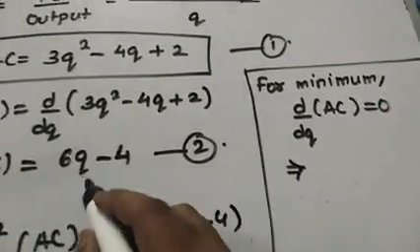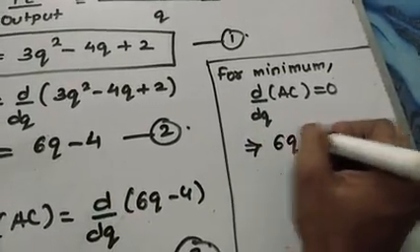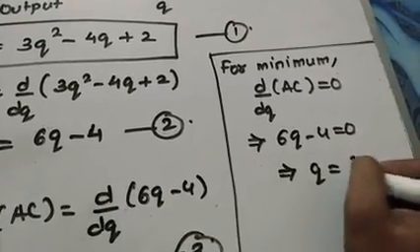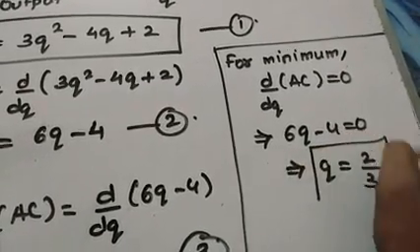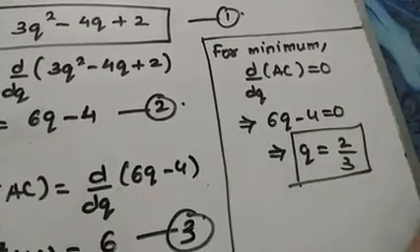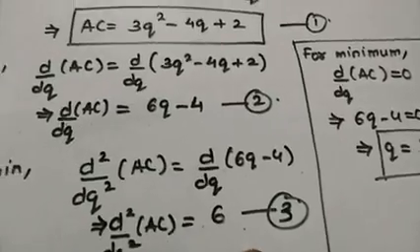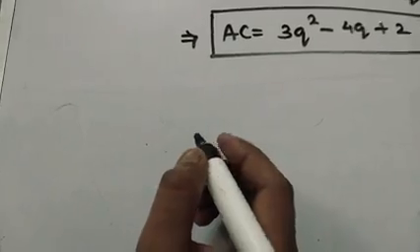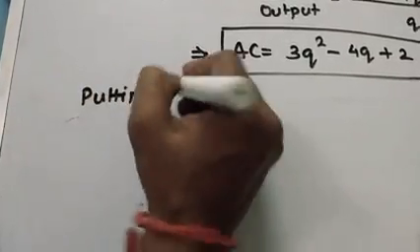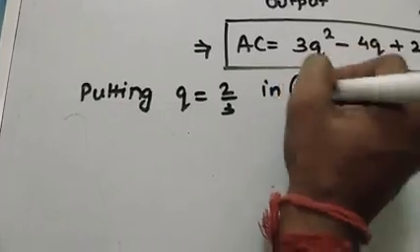Now average cost is here, d/dq of average cost is 6q minus 4 equals to 0. Now from here if you simplify, you will get q equals to 2 by 3. 4 will go to that side, divided by 6, so this is q equals 2 by 3. Now we are going to put q equals to 2 by 3 in our second order derivative, in expression number 3.